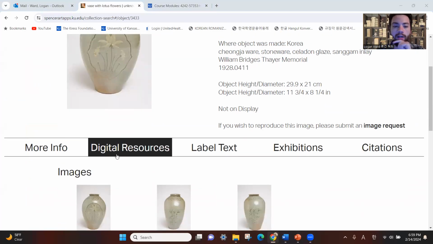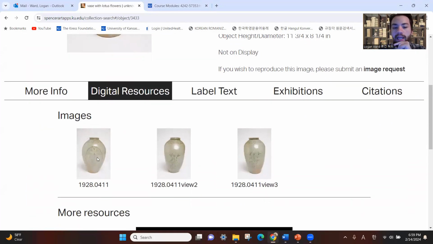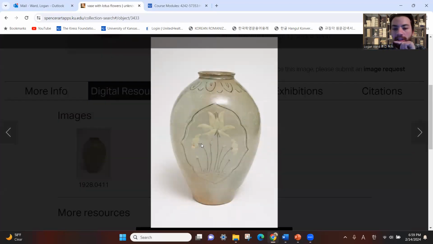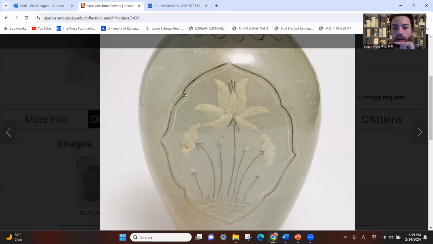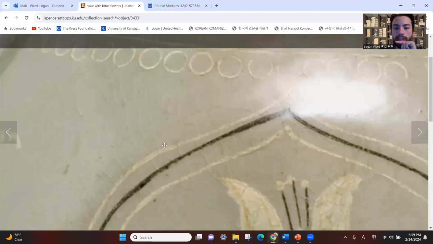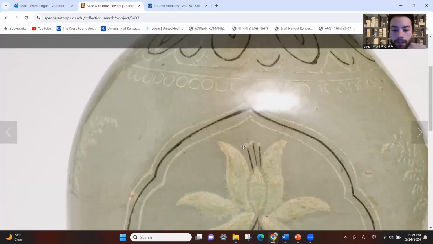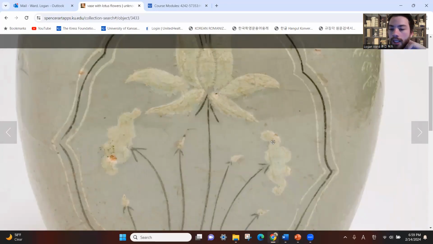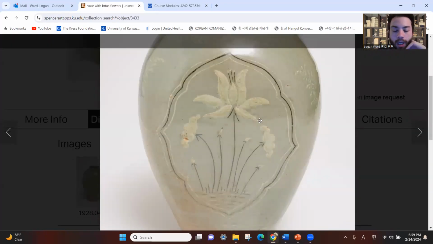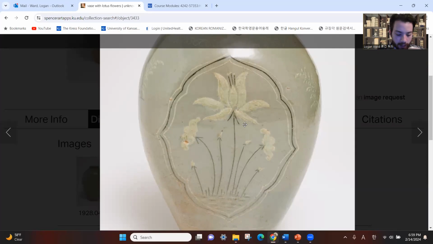If you scroll down here, it says digital resources. Click on that, and then you can pull up an image like this, and you can zoom in on it, zoom out on it. You can move around. You can see the details. This picture is a pretty okay resolution. Some museum websites have even better resolutions, but this is good enough for our purposes. So let's do that a little bit, and let's talk about these different aspects of describing the vessel.